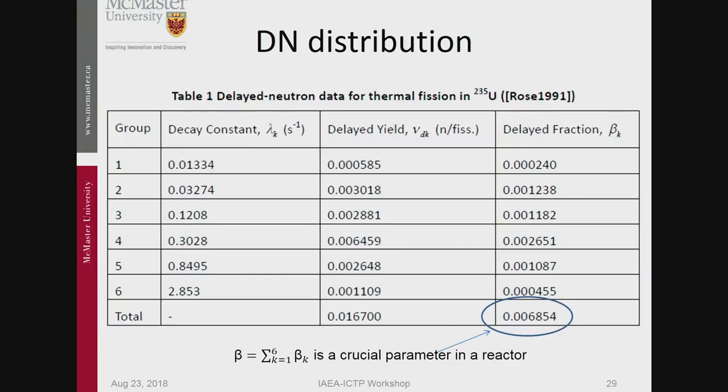And here is how much you have of that. Delayed yield. So this is how they are distributed. And the delayed fraction tells you now of all the neutrons that fly around in a nuclear reactor, how many of those are from delayed neutrons, from these groups. So if you add them up, you get this number here, 0.006 or 7. That is a famous number.